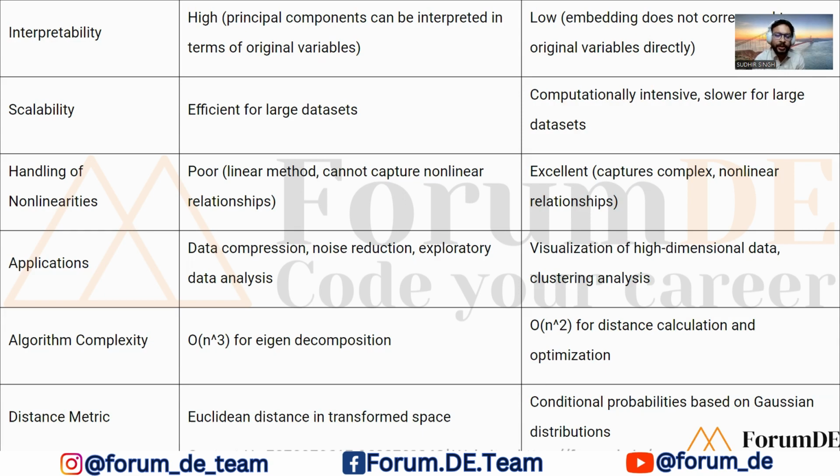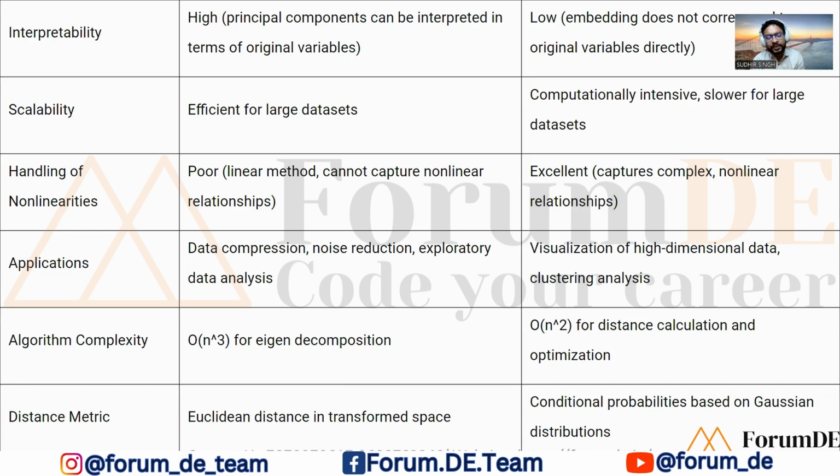Application: PCA is used for data compression, noise reduction and exploratory data analysis, while tSNE is used for visualization of high dimensional data and clustering analysis. Complexity: n cubed for eigen decomposition in PCA, and n squared for distance calculation and optimization in tSNE. The distance metric used in PCA is simple Euclidean distance in transformed space, and in tSNE it is conditional probability based on a Gaussian distribution.